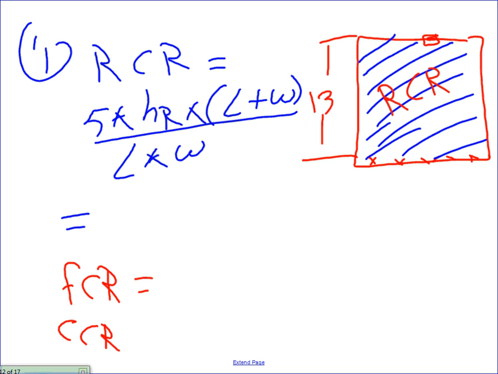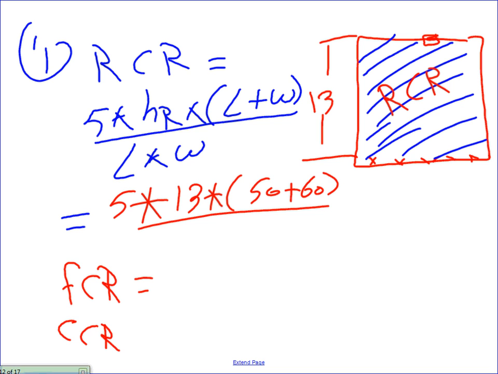For this application, the room cavity ratio is 5 times the height of the cavity. I single-handedly decided to make the height of the room 13. I care less about the floor cavity and the ceiling cavity. There's no floor or ceiling cavity, meaning here's a light, nothing above it, and I want to light right at the floor level. So 5 multiplied by 13, the height of the cavity, multiplied by 50 plus 60, divided by 50 times 60. If you do the math, this will be 2.4. The cavity ratio is 2.4.